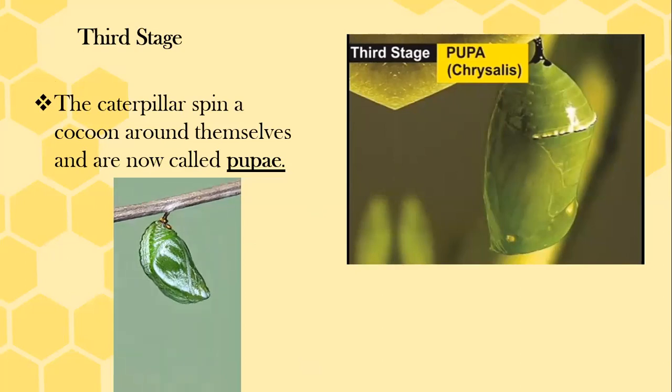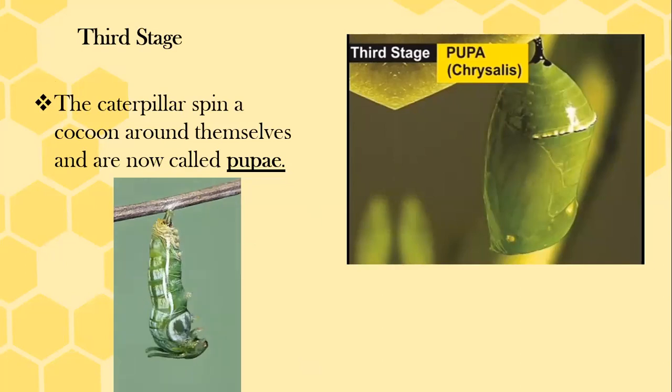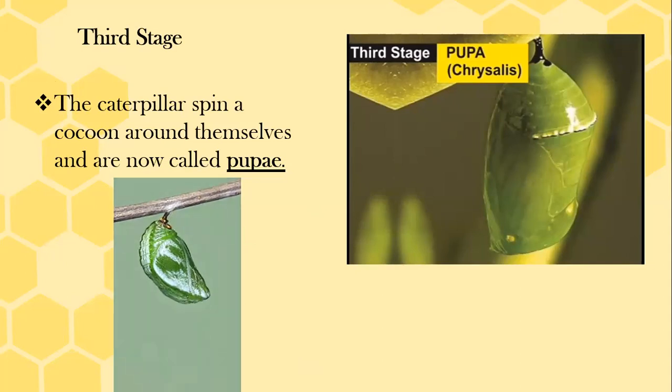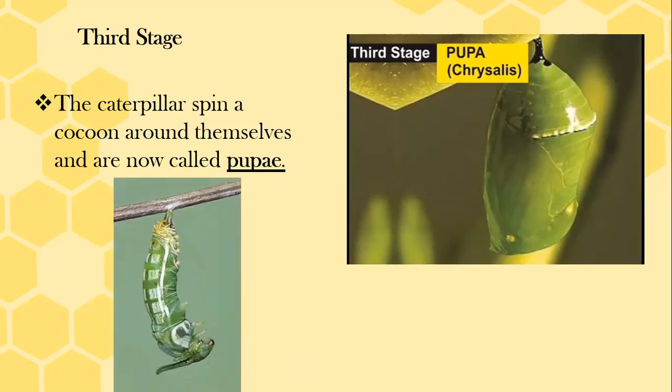Can you see this picture? Look how the caterpillar is turning into a pupa, and the stages it goes through before it converts into a pupa. Okay, this is what happens in the third stage. The caterpillar spins a cocoon around itself, and then it is called the pupa.